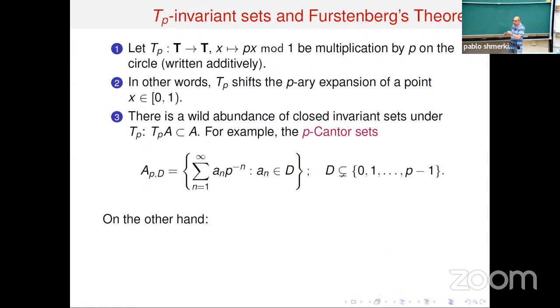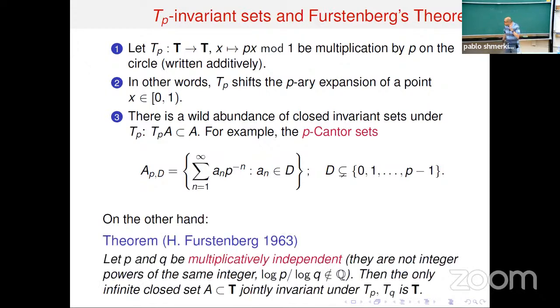So for a given p, there are lots of closed and invariant sets under T_p. But on the other hand, if you look at p and q which are different in an essential way, so they are not the same in disguise, and being different in an essential way means that they are not both powers of the same integer, because expansions to base 4 and to base 8, for example, are really expansions to base 2 in plain sight, looking at expansions 2 bits at a time and then 3 bits at a time. But the expansions in base 2 and 3 are not the same in disguise.